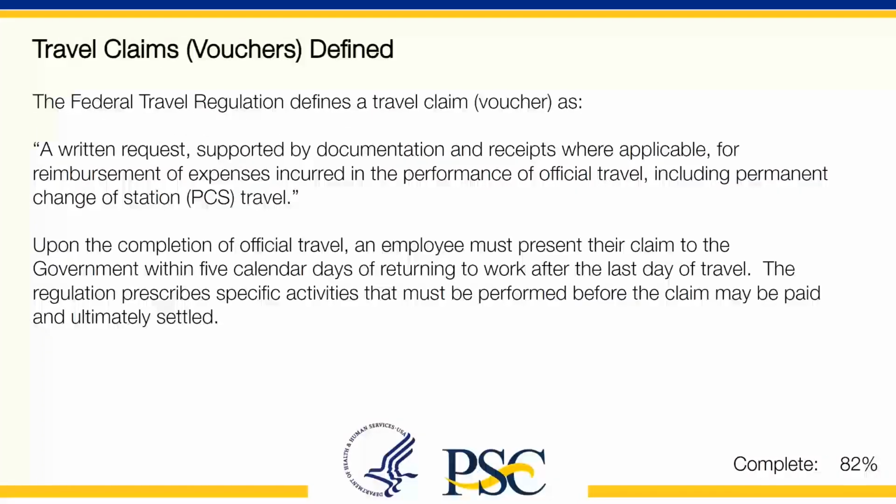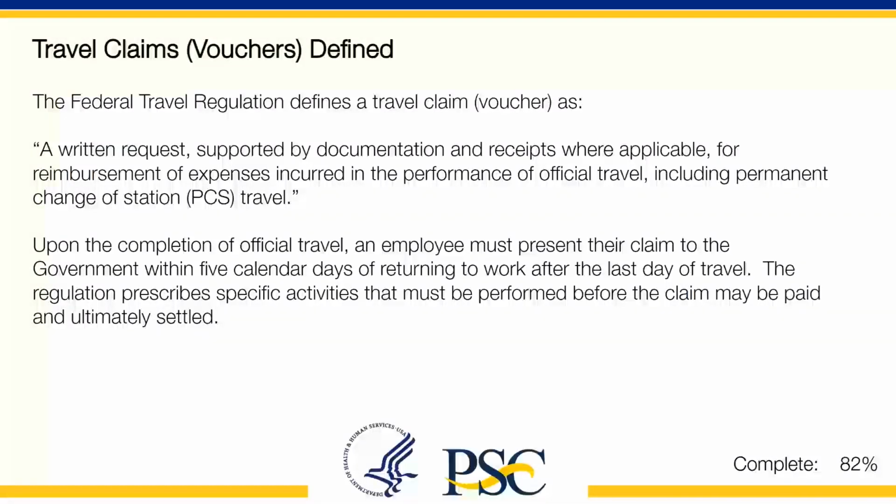The Federal Travel Regulation defines a travel claim, voucher, as a written request, supported by documentation and receipts where applicable, for reimbursement of expenses incurred in the performance of official travel, including permanent change of station, PCS, travel. Upon the completion of official travel, an employee must present their claim to the government within 5 calendar days of returning to work after the last day of travel.